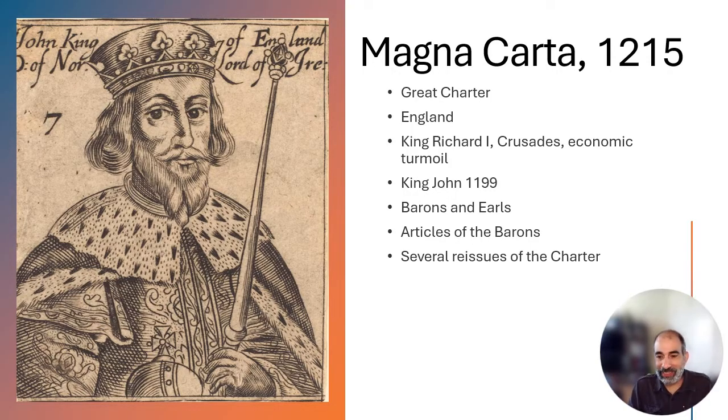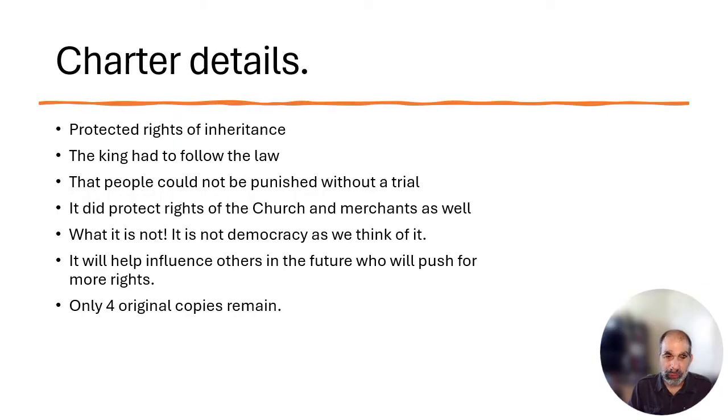So what's in it? What did the king have to agree to? Well, let's go through this. And this is, again, really basic. It was more about protecting rights of nobility at the end of the day, right? Protecting a lot of rights of inheritance for widows and other people like that. It said that the king had to follow the law, right? That he wasn't really above the law himself, and that he couldn't punish people without a trial.